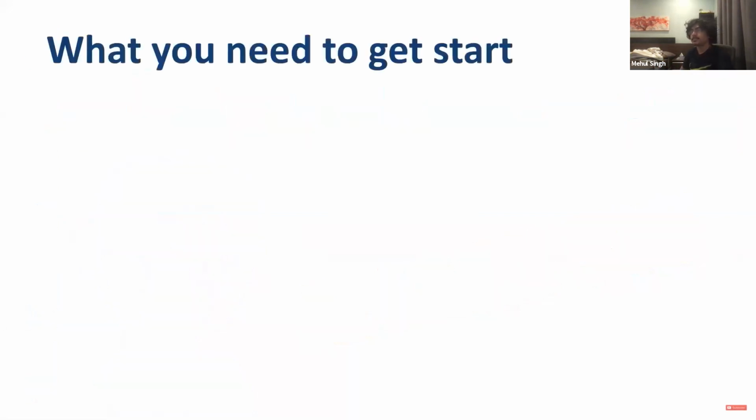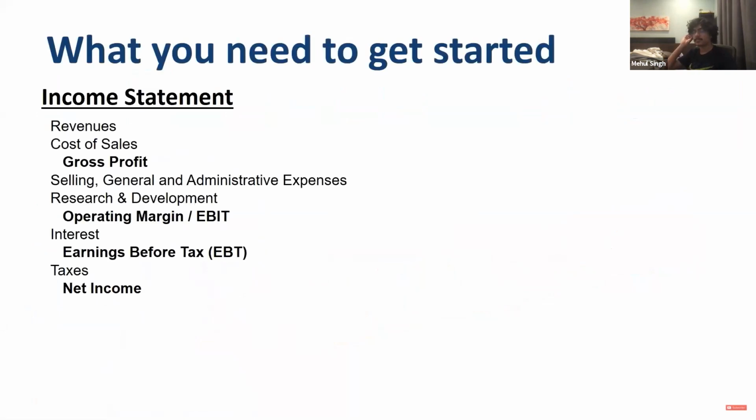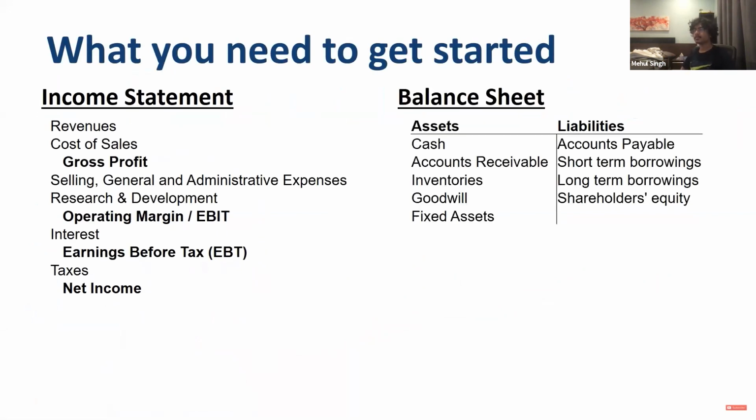What do you need to get started on a financial ratio analysis? You need an income statement, the overview of how much profit a company made during a year. You also need a balance sheet, an overview of what a company owns and what a company owes at a specific point in time.